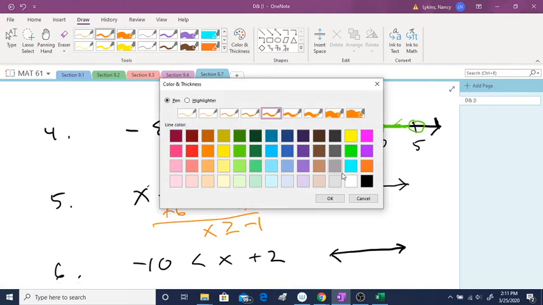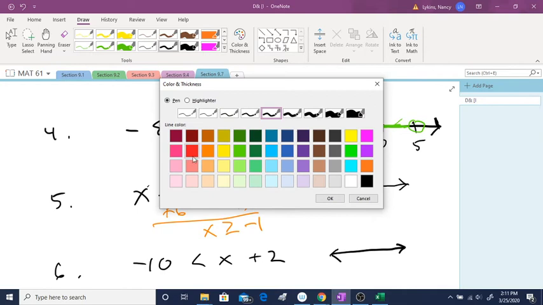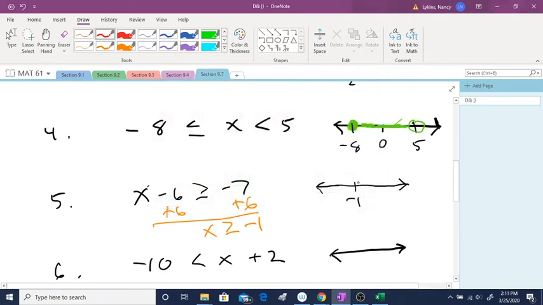So if I go over here to my number line, there's my -1. What I'm going to do now is put a closed circle, and the arrow is going to the right. This is what this looks like.